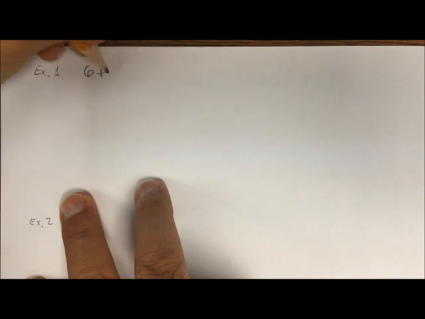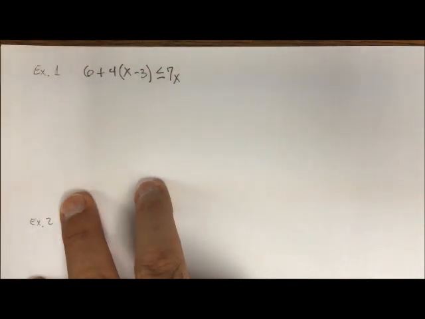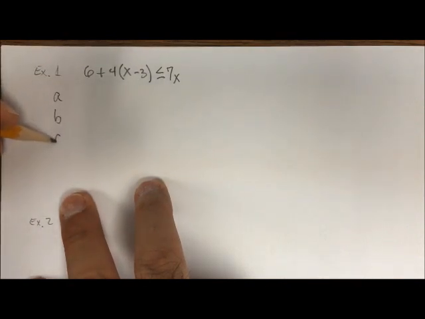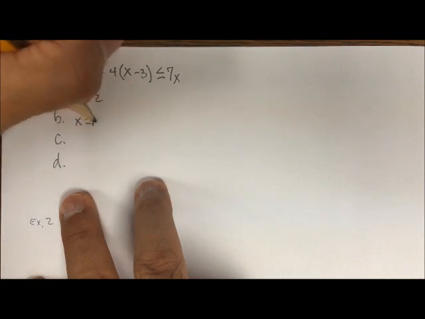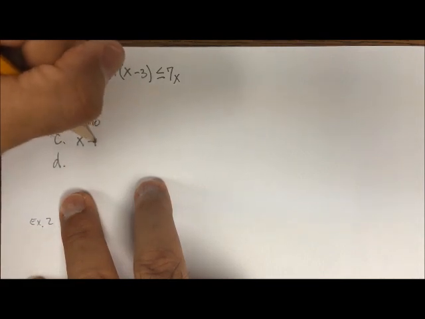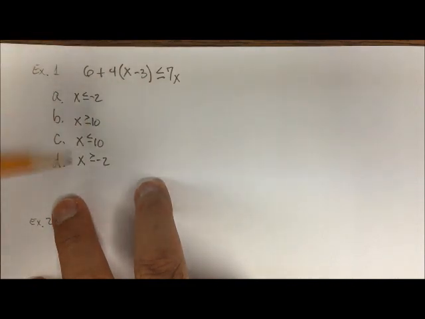So 6 plus 4(x minus 3) less than or equal to 7x. So we're going to solve this. And in a couple of our practice problems today, there's going to be answer choices. The answer choices are x is less than or equal to -2, x is greater than or equal to 10, x is less than or equal to 10, and x is less than or equal to -2. One of these is the correct answer. We're going to solve this problem.